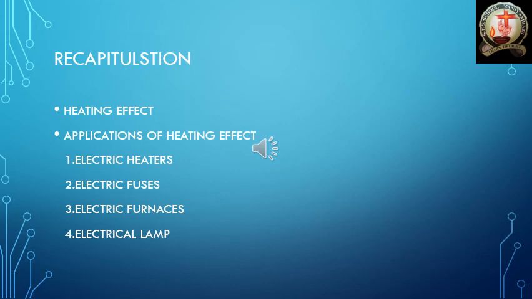What we discussed over the last 20 minutes, I will revise once again. First, the heating effect. What is the heating effect? When a current flows through a resistor, some amount of electrical energy is delivered to the resistor, and that delivered electrical energy is converted into heat. This is the heating effect of electric current.